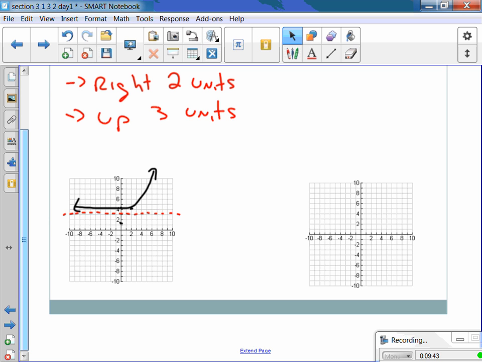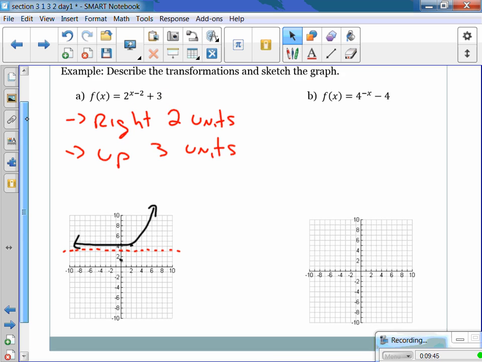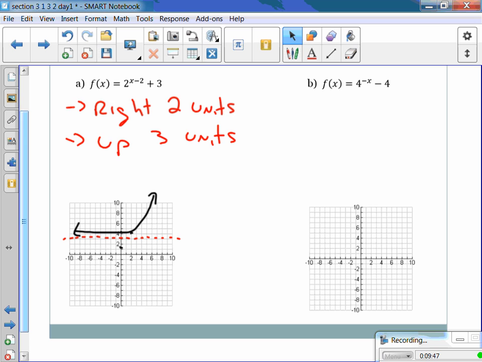Here we have f of x equals 4 to the negative x minus 4. What type of transformations here? Down 4.